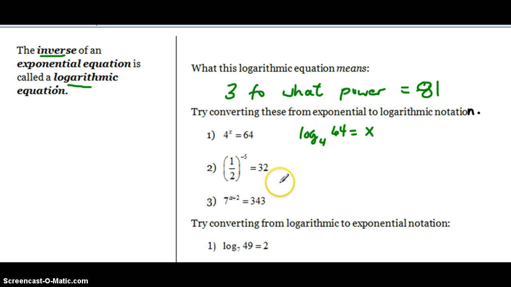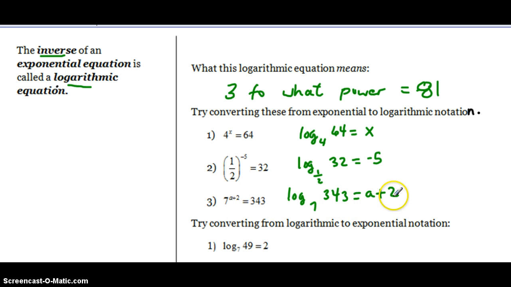All right, let's try the next one. So again, the first step when we convert from exponential to log is to write log, and now the base is 1/2, and then of 32 is equal to our power of -5. All right, I want you to go ahead and pause the video and try 3 on your own and bring it back. All right, you should have log base 7 of 343 is equal to our exponent of a plus 2.